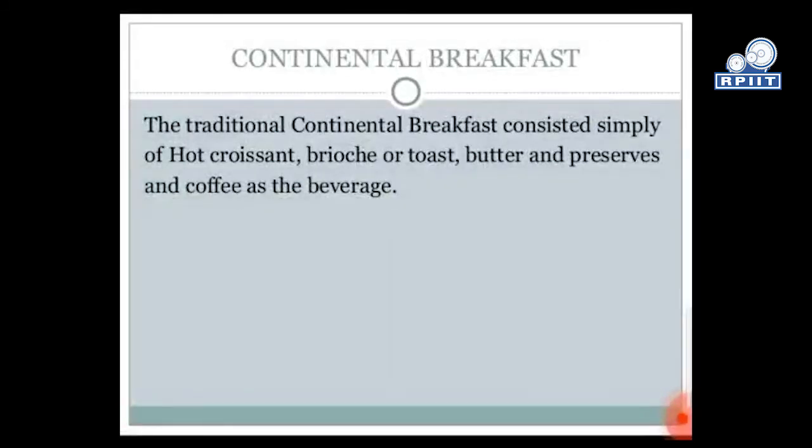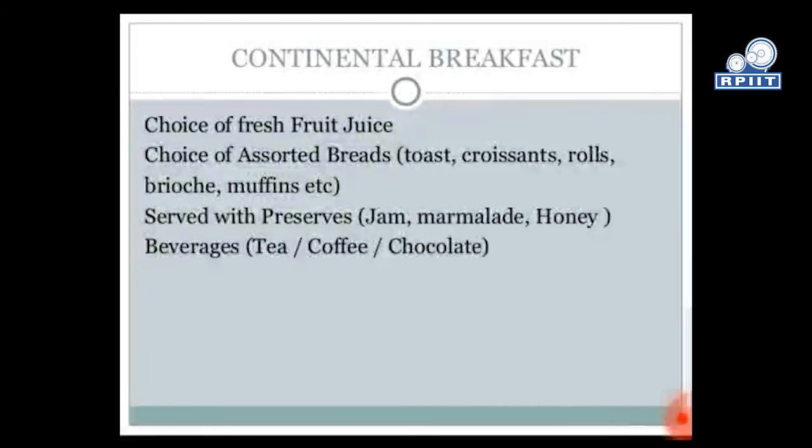Continental breakfast. The traditional continental breakfast consisted of a simple hot croissant and slices of toast, butter and preserves, with coffee as the beverage. Continental breakfast: choice of fresh fruit juice, choice of assorted bread served with preserves, and beverage.